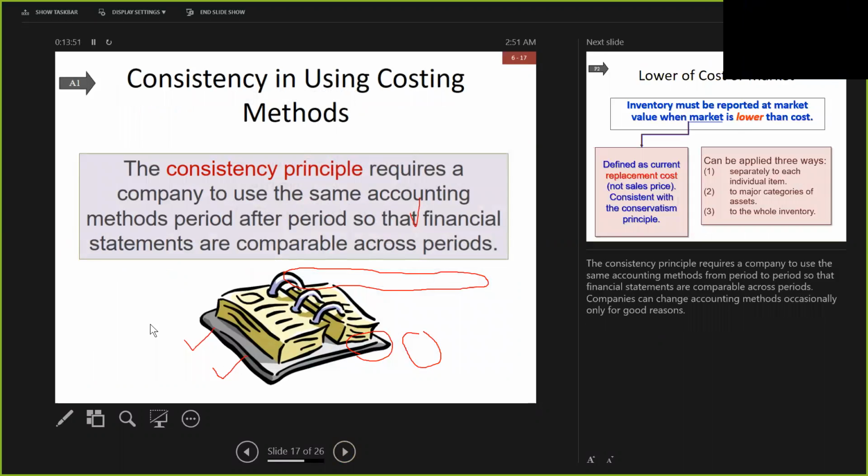We have to be consistent, and the consistency principle reminds us that we need to use the same system from year to year so that people can look at our company adequately. If they look at us switching costing methods every year, then they're never going to know how we're really doing, because we're changing the way that we keep the books. And doing that would have to be noted very succinctly.